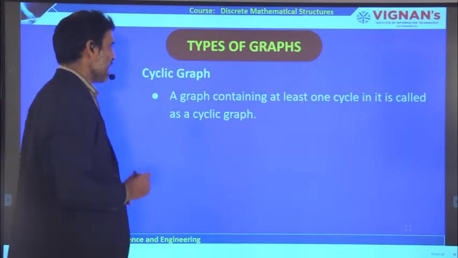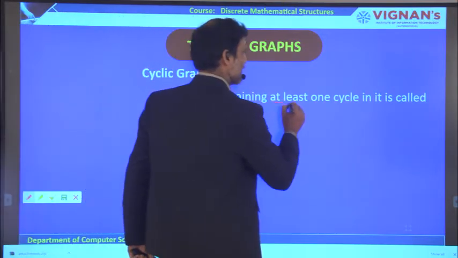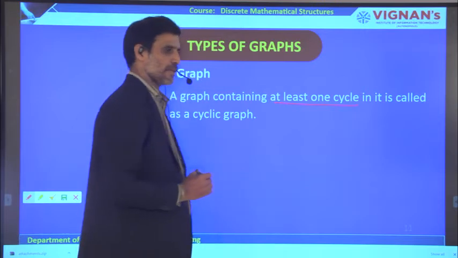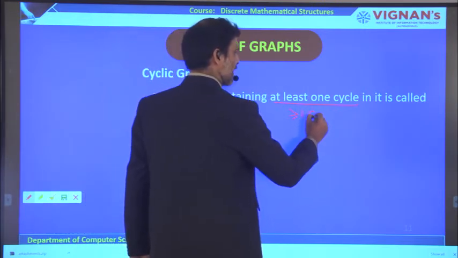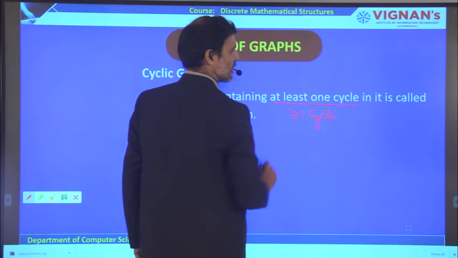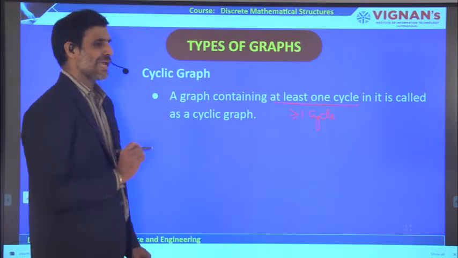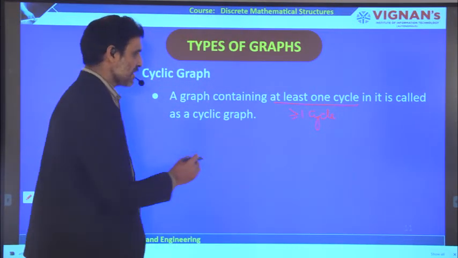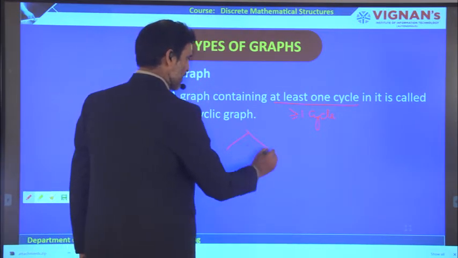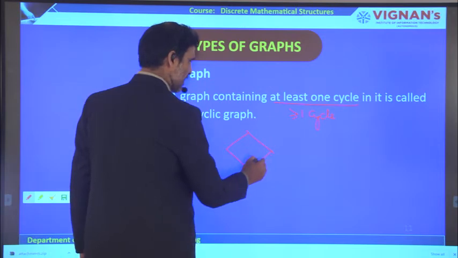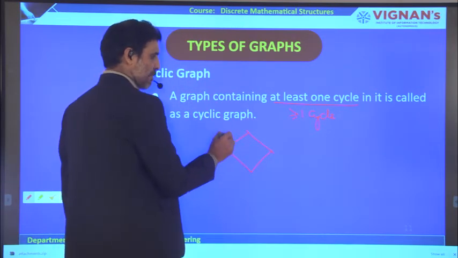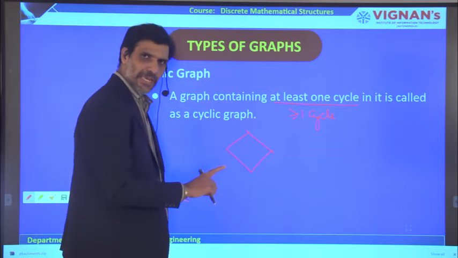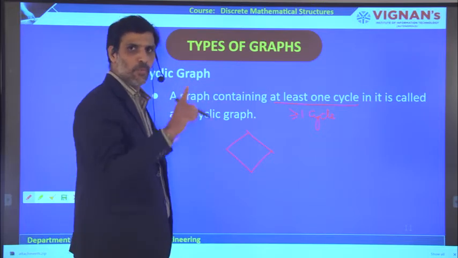A graph containing what? A graph containing at least one cycle. Remember that. This is the condition. That means greater than or equal to one cycle. Then it is called a cyclic graph. We defined what a cycle graph is. Suppose you take a graph like this. This is a cycle graph. So it may contain only one cycle, or it may contain more than one cycle.